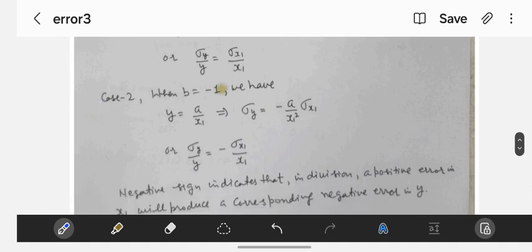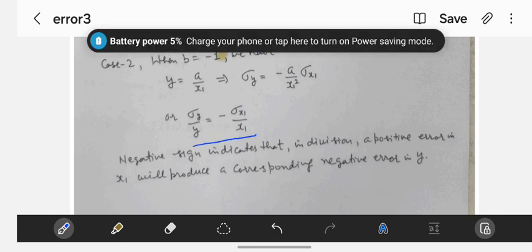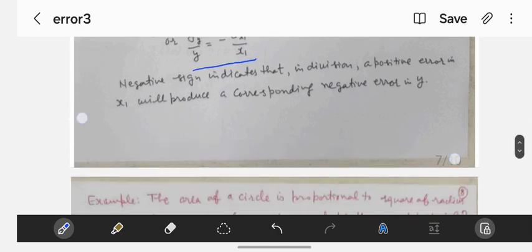So what is the negative sign showing here? The negative sign indicates that in division, a positive error in x1 will produce a corresponding negative error in y. It's just simple.